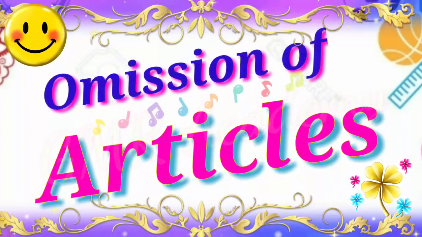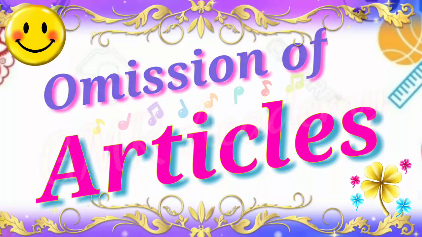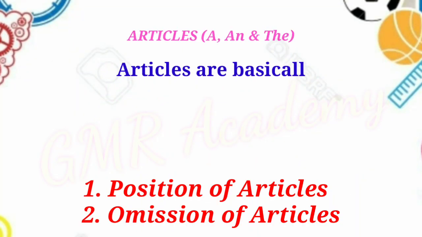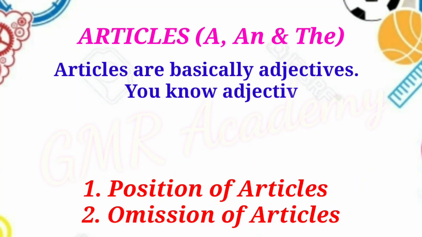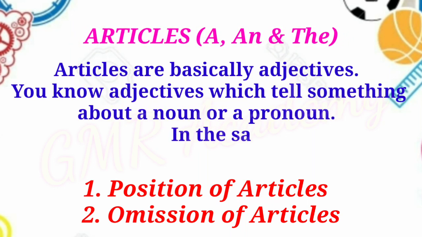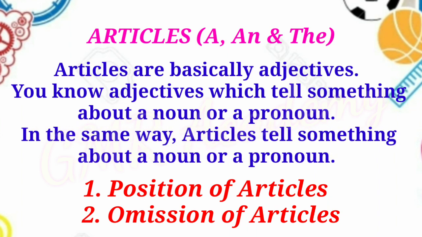In this video, today we are going to learn omission of articles. Then let's begin. Articles are basically adjectives, which tell something about a noun or a pronoun. In the same way, articles tell something about a noun or a pronoun. First of all, we are going to see position of articles, later omission of articles.